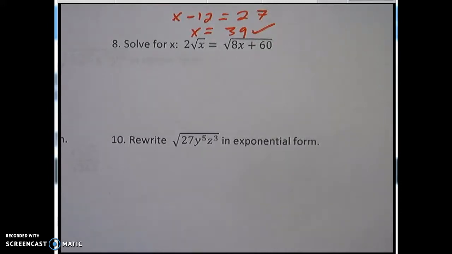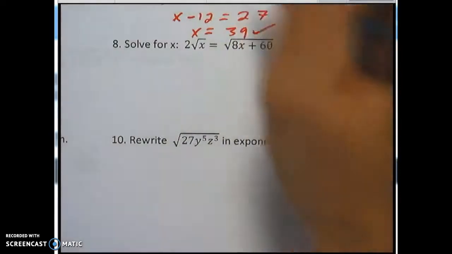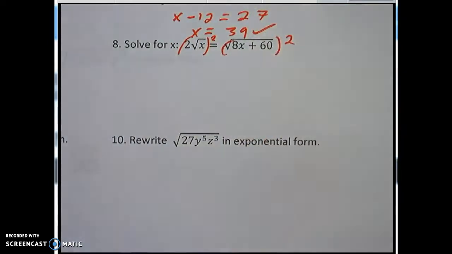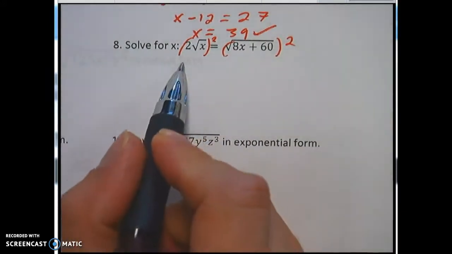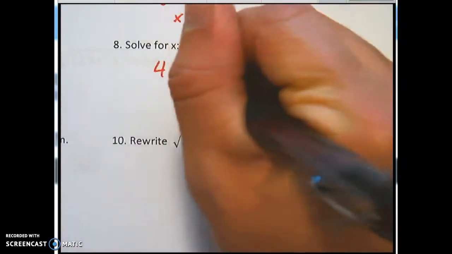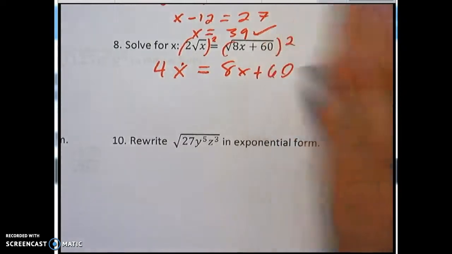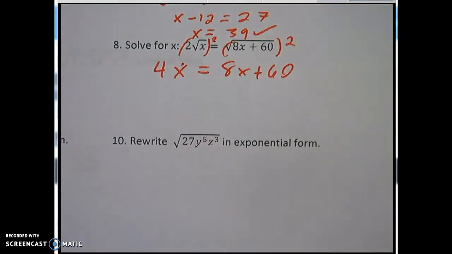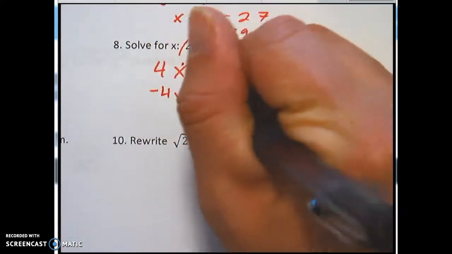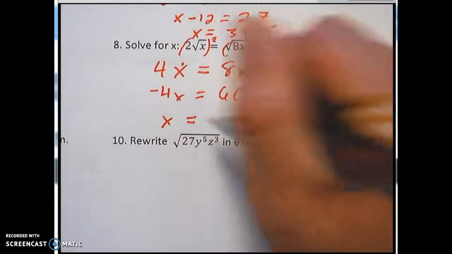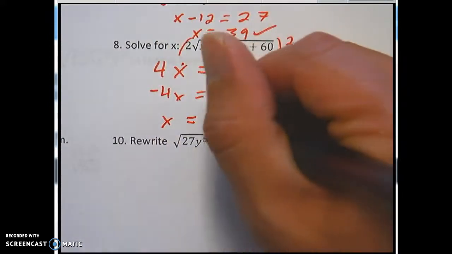What I'm going to suggest you do instead is square both sides. But you need to remember to square the entirety of both sides. So that means you have to square the 2 as well, which is going to make it 4x equals 8x plus 60. And at this point, it becomes an Algebra 1 problem. We'll subtract 8x from both sides to get negative 4x equals 60. Divide by negative 4 to get x equals negative 15.